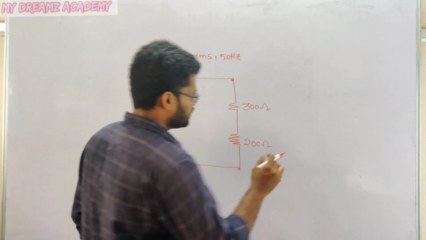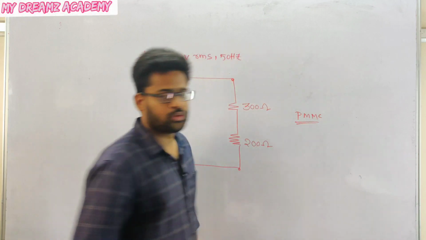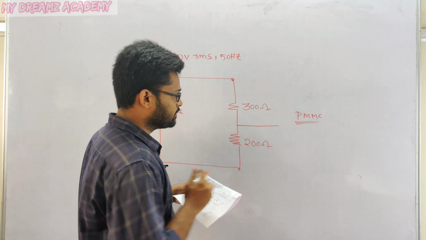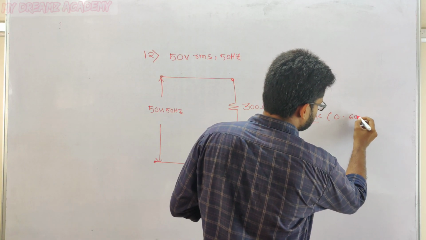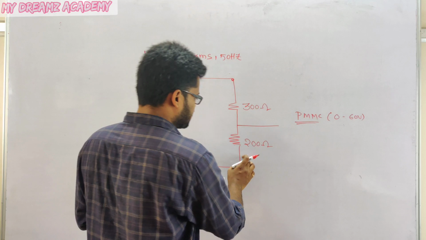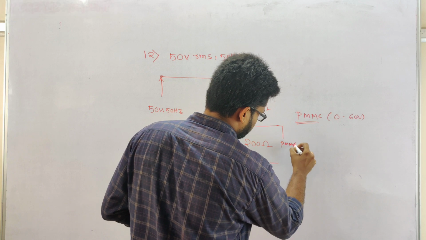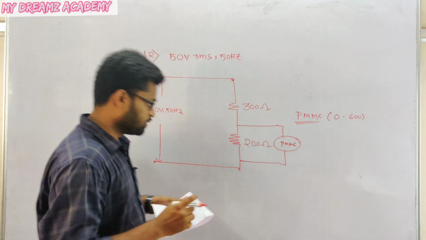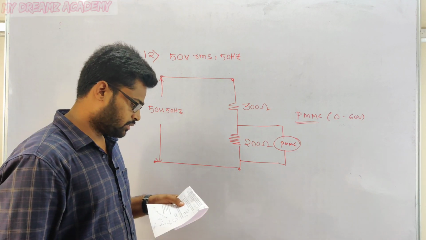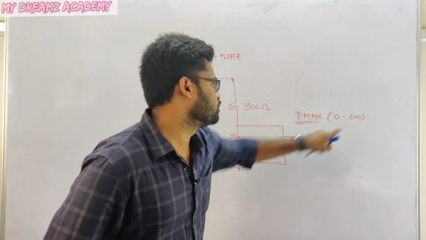Now one PMMC, permanent magnet moving coil meter, is connected at this place, with range 0 to 60 volts. The 0 to 60 volts PMMC voltmeter is used to measure the voltage across this one. By using PMMC I would like to calculate the voltage across this 200 ohms. What is the reading shown by the voltmeter? We need to see what reading is shown by this meter.